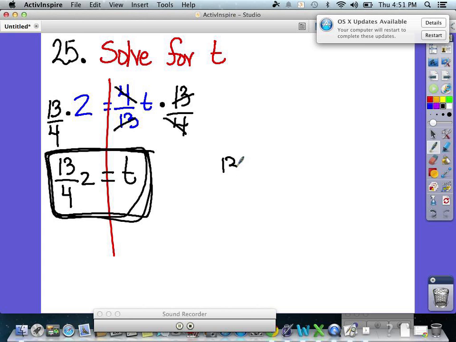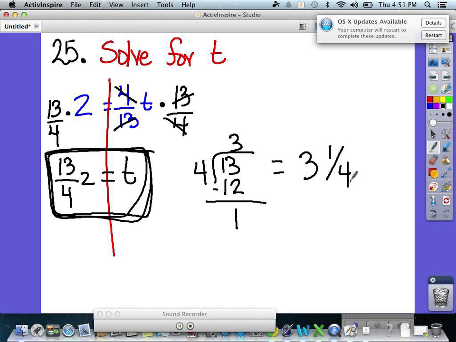Now, I could take that 13 over 4 and change it into a mixed number. I can check it by simply saying 3 times 4 will give me 12, plus 1 will give me 13. 13 over 4. So this answer is also very acceptable, and you guys need to know how to do this process when doing math in the future.